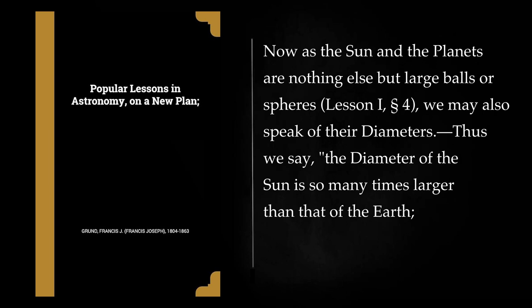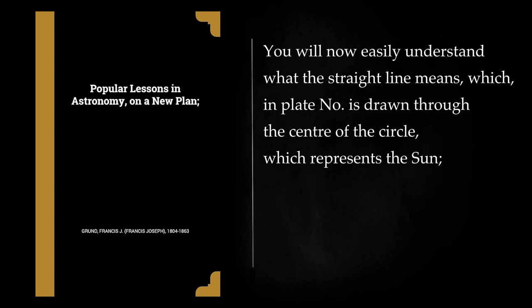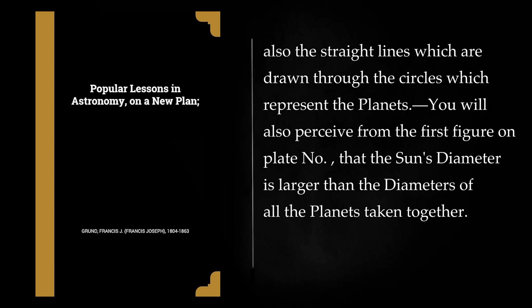Thus we say, the diameter of the Sun is so many times larger than that of the Earth. The diameter of Jupiter is so many times larger than that of Venus, etc. You will now easily understand what the straight line means, which, in plate No, is drawn through the center of the circle, which represents the Sun. Also the straight lines which are drawn through the circles which represent the planets. You will also perceive from the first figure on plate No, that the Sun's diameter is larger than the diameters of all the planets taken together.